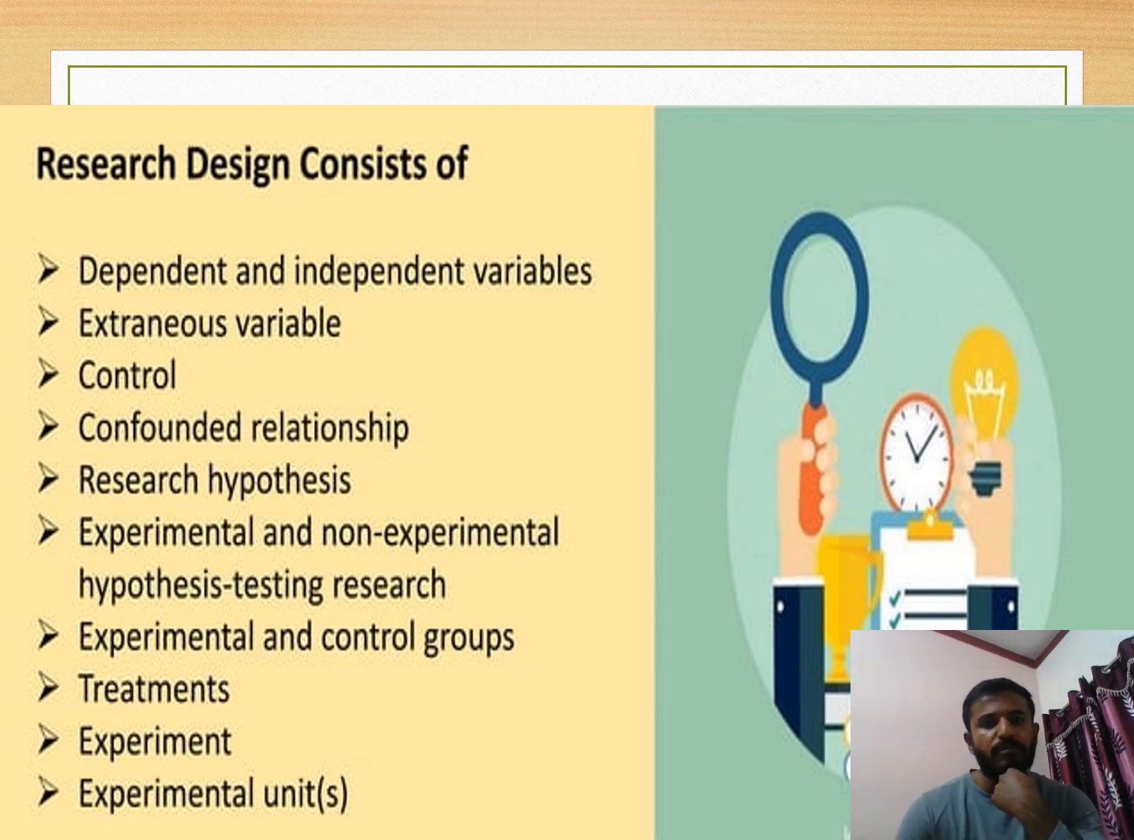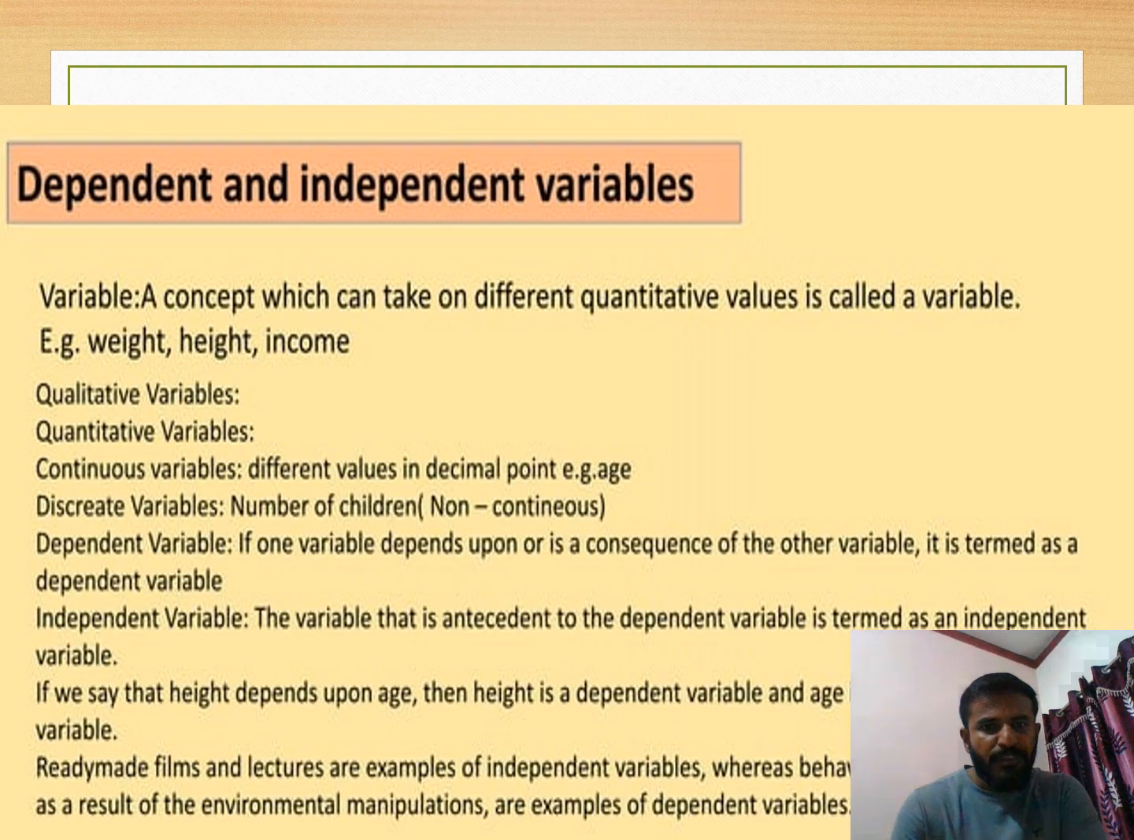Research design consists of dependent and independent variables, extraneous variable, control, and confounded relationships. These will all be explained in this video. Dependent and independent variable. A concept which can take on different quantitative values is called a variable. The independent variable is the variable that is antecedent, and the dependent variable is the one that is consequent. Dependent variable: if one variable depends upon or is a consequence of the other variable, it is termed the dependent variable.